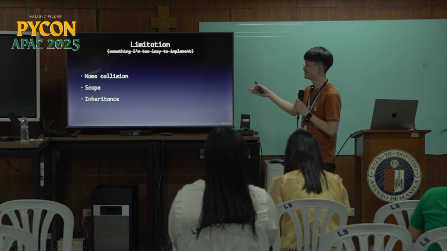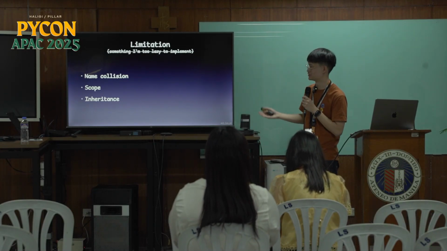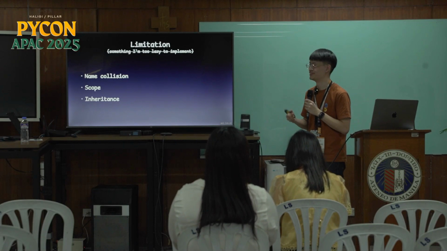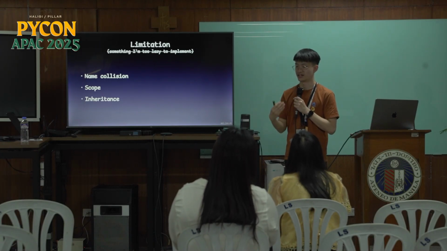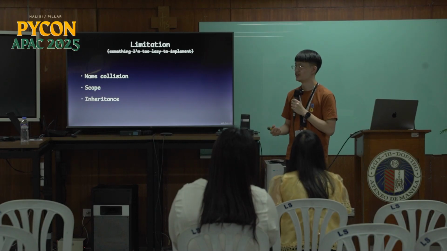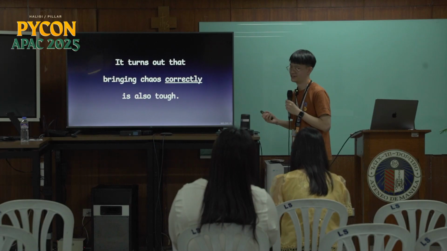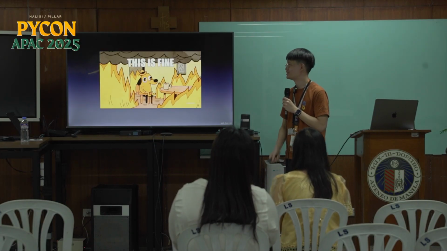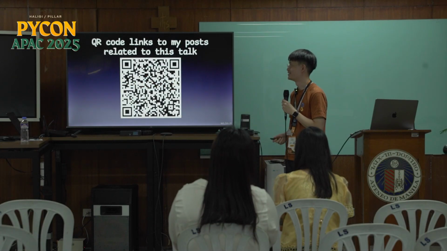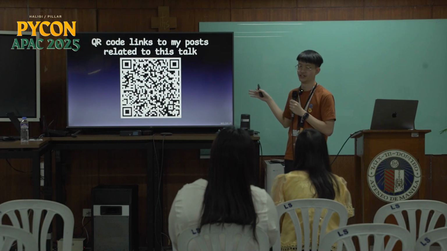And if there's some scope issue or inheritance issue, it won't be able to handle that because I don't want to. It's just a simple example to demonstrate that we can use AST, the concept, to change the code for any kind of customized need. So yeah, if you want to bring chaos, it still needs some time to do it correctly, but I think it should be fine. So I actually wrote a few blog posts related to this one.